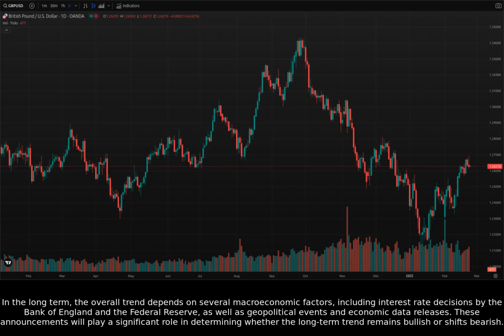In the long term, the overall trend depends on several macroeconomic factors, including interest rate decisions by the Bank of England and the Federal Reserve, as well as geopolitical events and economic data releases. These announcements will play a significant role in determining whether the long-term trend remains bullish or shifts bearish.